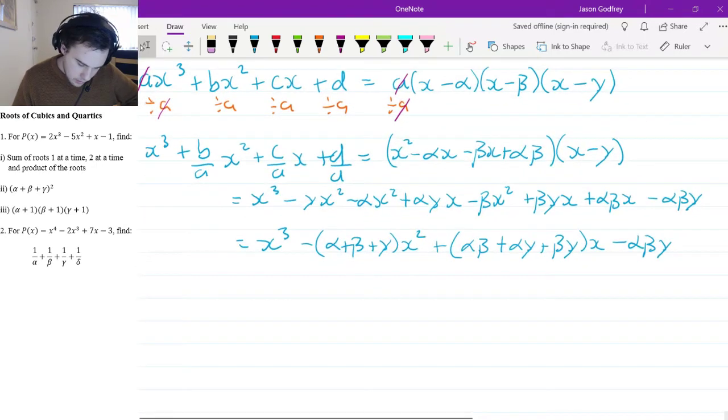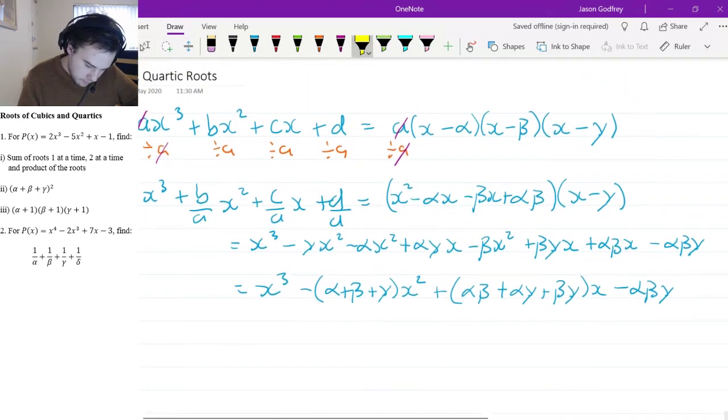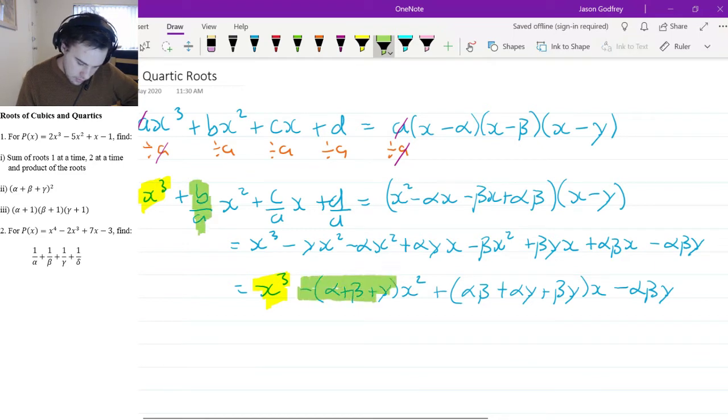Okay, so again we've got x cubed and x cubed, just one lot of each of them. So we can equate everything else here. We've got b on a is going to be equal to negative alpha plus beta plus gamma. And so you notice that this is a sum of the roots. Alpha, beta, gamma are the three roots of the cubic equation.